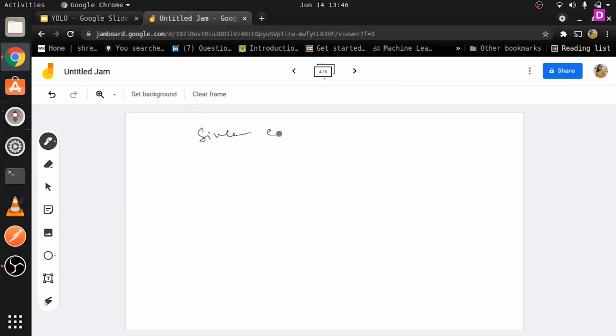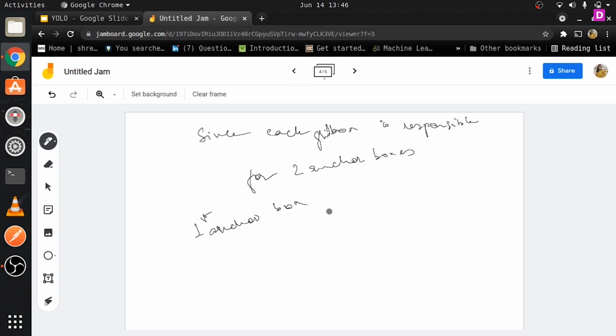Since each grid box is responsible for 2 anchor boxes, we will have 2 of these things. But let us talk about the first anchor box. For the first anchor box, we have 5 outputs. What are these 5 outputs?